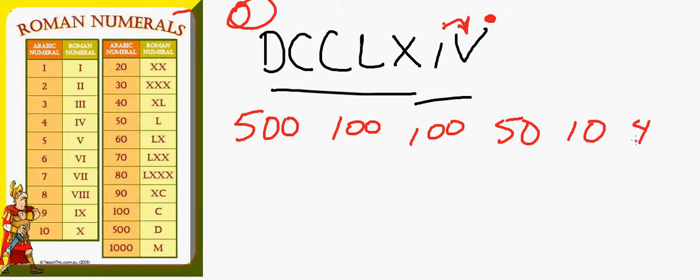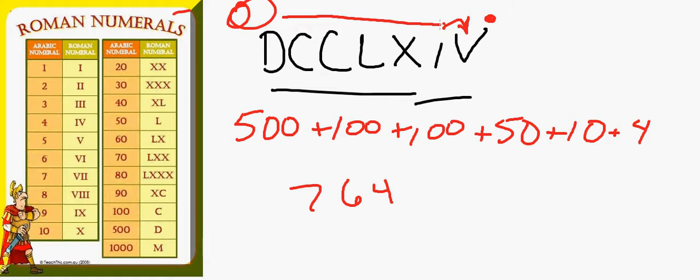Therefore, our final answer is 500 plus 100 plus 100 plus 50 plus 10 plus 4, which is 764. So you've got to watch out for, basically you just go left to right and then you add it all up like it's expanded notation, but watch out for any values that are out of order, when we're not going from biggest to smallest. And if it's out of order, that means it's telling us less than, subtract from.